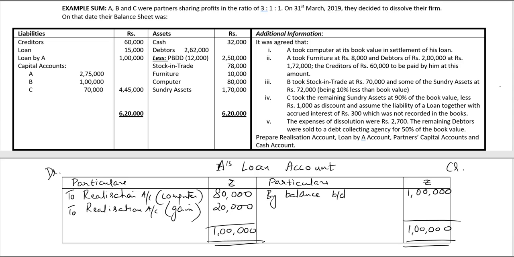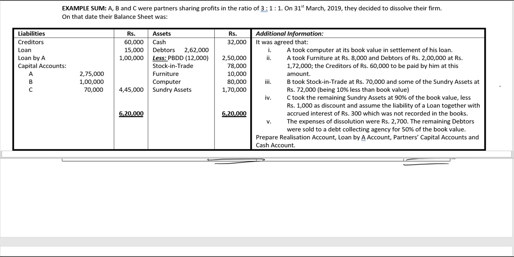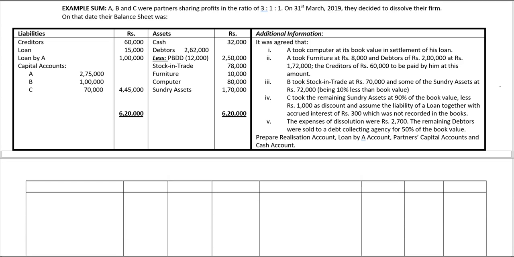So this is A's loan account. Next, let's continue with the partners' capital accounts. Partners' capital accounts. Left side debit side and right side credit side.